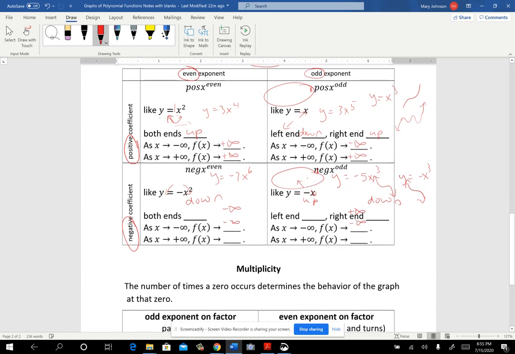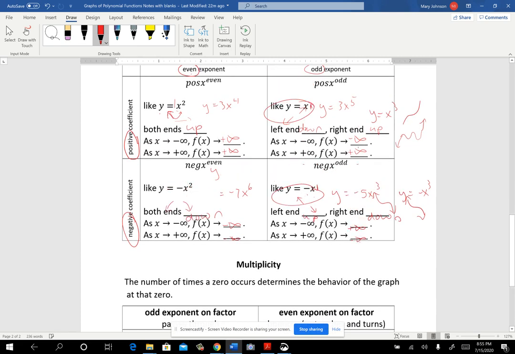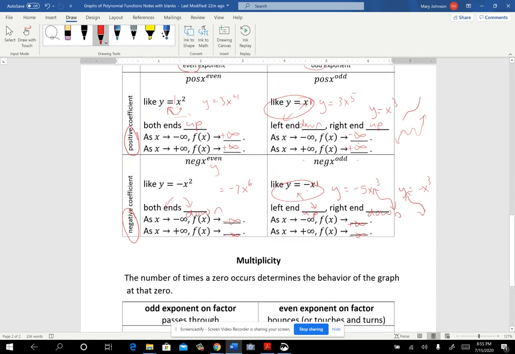Now let's consider this word multiplicity and what it's talking about. Oh, I hate it when it moves. Okay, good. All right, so let's talk about multiplicity.